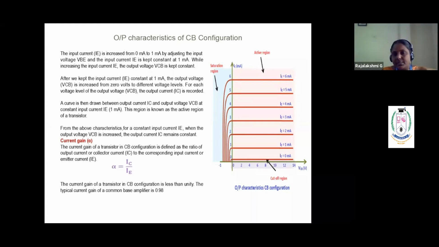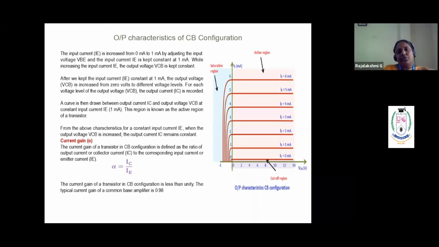Like that, you can see the curve is getting shifted up because you have increased the emitter current. When IE is equal to 1 milliamp, there is still an improvement in the collector current. Say it has reached 1 milliamp. If you further keep on increasing, the collector current will also increase depending upon the emitter current. So this is your output characteristics.